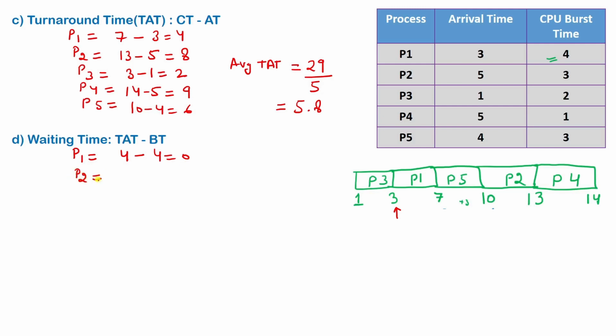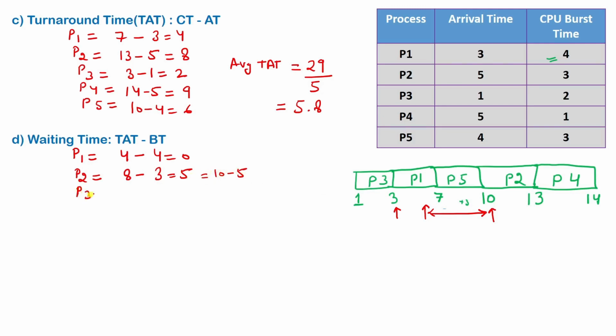Now for P2, the turnaround time is 8 and the burst time is 3, so that is 5. From here also you can see that P2 arrived at 5, something like here, and it got the CPU at this point, and for this amount of time it waited inside the ready queue. P2 waited, right? So this will be 10 minus the arrival time, 5. So 10 minus 5 is 5. Again you are getting the same thing.